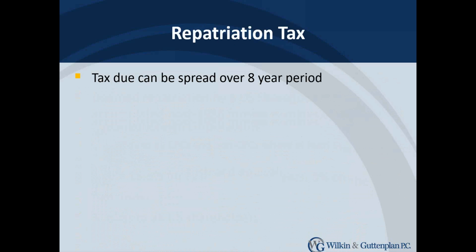It is a little bit backloaded, which means that for the first 5 years, you pay 8%. Year 6, you pay 15%. Year 7, 20%. And year 8, 25%, which gets us to 100% of all taxes due in year 8.